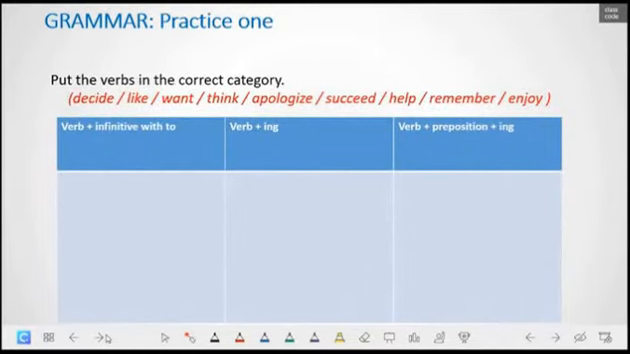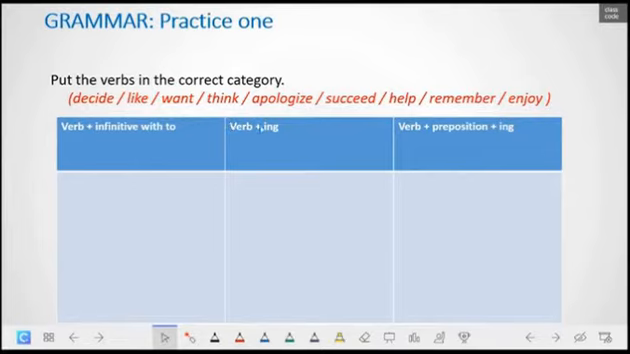Now we've got some practice. Put the verbs in the correct category. We have the verb plus infinitive with to. We have verb plus ing. We have verb plus preposition plus ing.